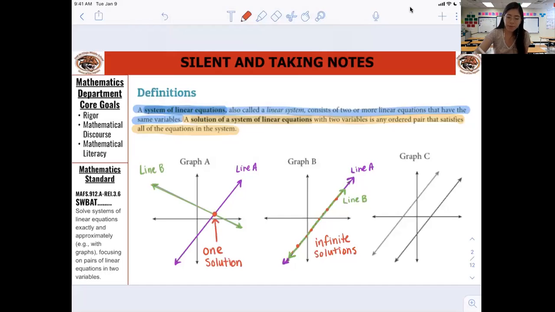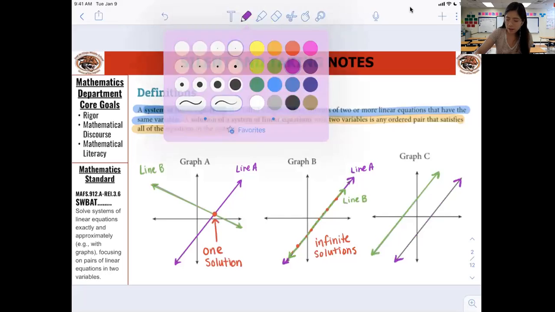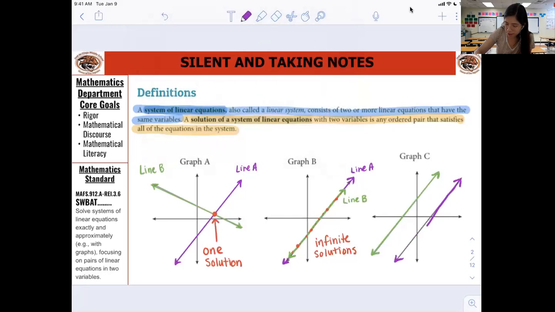And then we get to graph C. So what do we notice about this one? They don't come together. Would they ever come together? No. What do we call these two types of lines? There's a special name for them. Does anyone remember? Parallel. Yeah, these are parallel lines. So let me highlight that a little bit better.